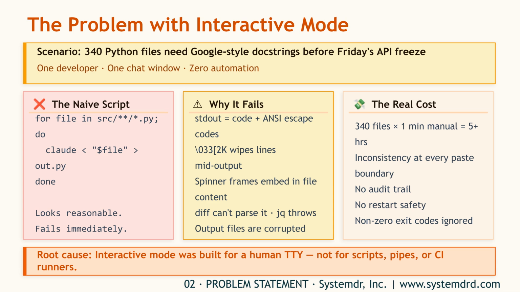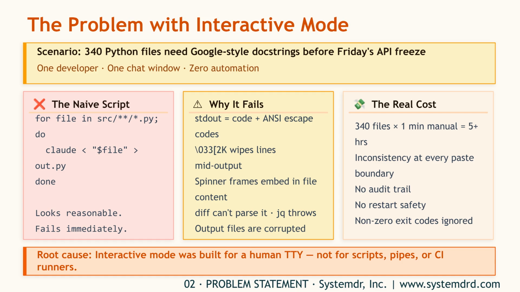The issue is architectural. Claude Code's interactive REPL wasn't designed for pipes. It was designed for a human terminal. So alongside your response, it emits terminal control sequences, escape codes that clear lines, carriage returns for the spinner animation, progress indicators. All of that goes into your redirected output file. What you get on disk isn't a Python file with docstrings. It's ANSI escape noise with Python fragments embedded in it.